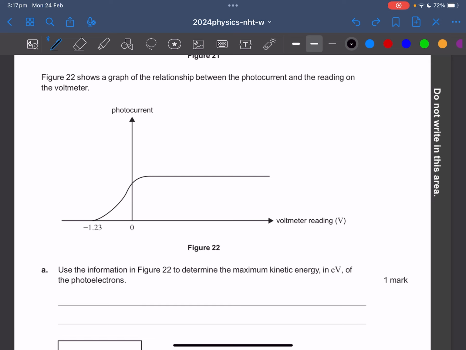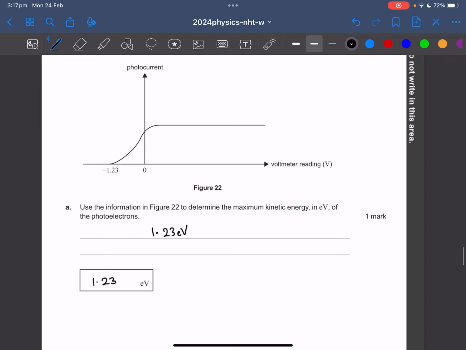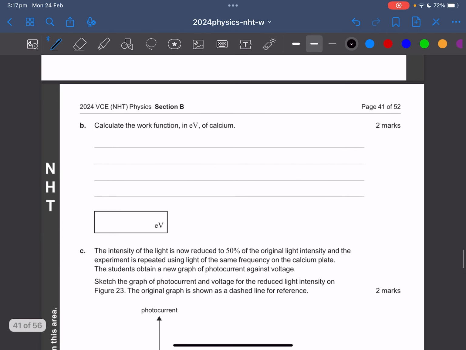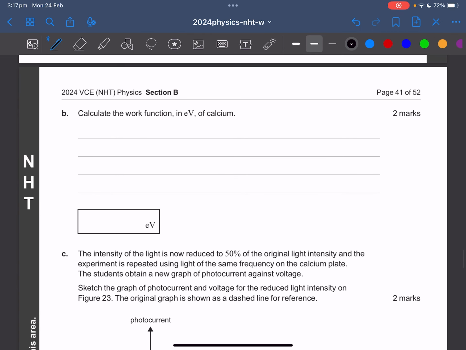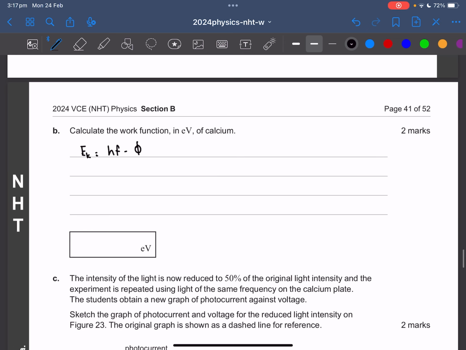Well, that is just going to be 1.23 eV, 1.23. Okay? All right. Calculate the work function in eV of calcium. All right, so we know that EK is equal to hf minus phi, or the work function. So phi is equal to hf minus EK.